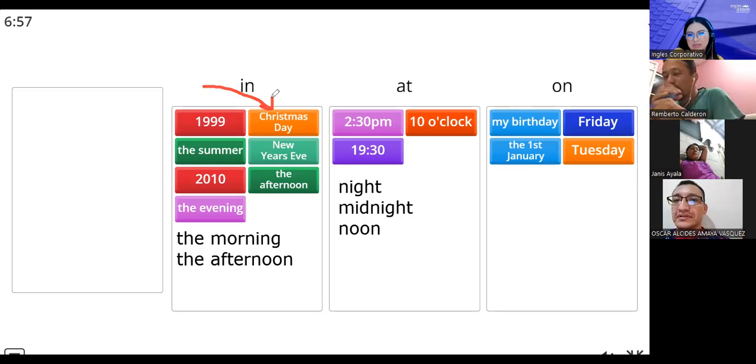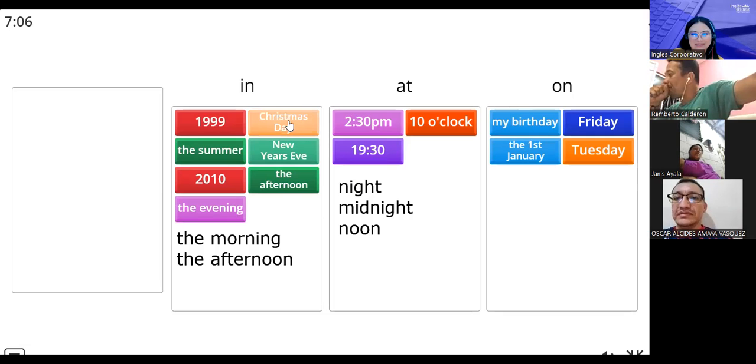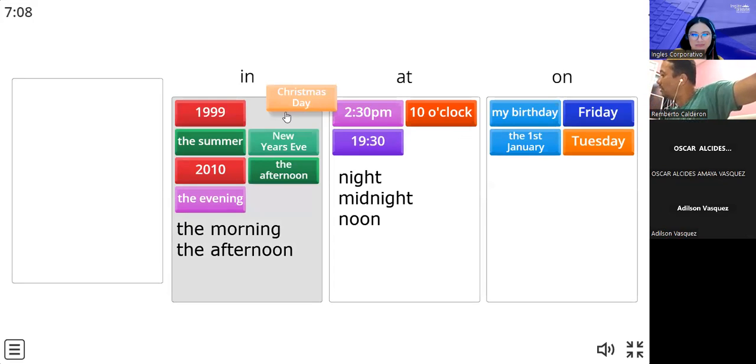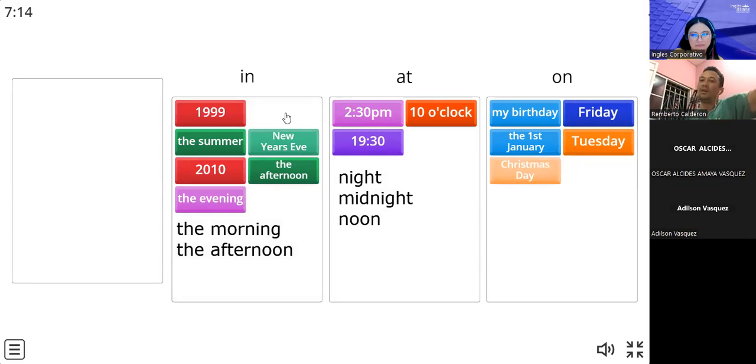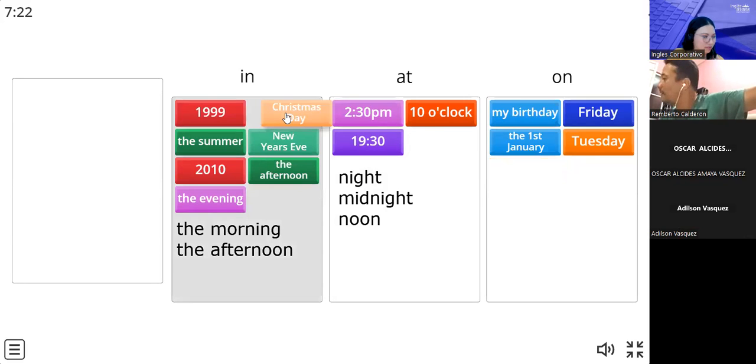Holiday. ¿O qué piensan de Christmas Day? ¿Será que la dejamos acá on Christmas Day o in Christmas Day? ¿Será específica? Ah, entonces la dejo por acá o la muevo acá. ¿Qué piensa? ¿Por qué? Deme una respuesta. Estoy llegando a conclusiones. A ver si comprendimos. In Christmas Day. ¿Por qué in y no on? Because in is very specific, on is more general. Okay.